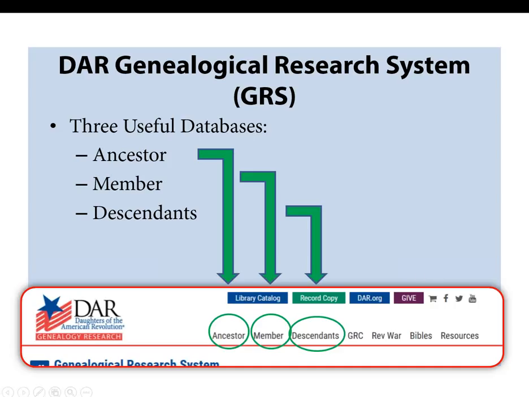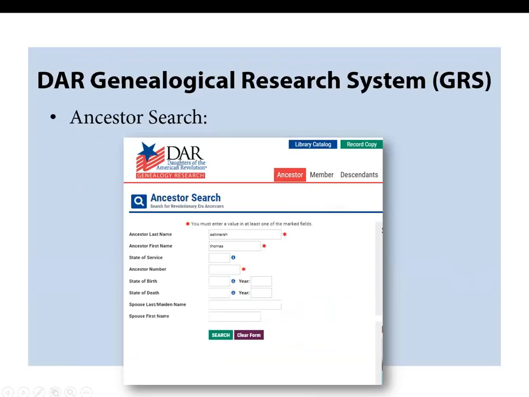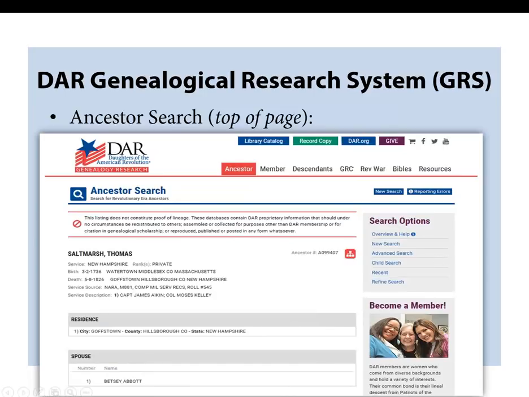member, and descendants database. The Ancestor search is for your Patriot ancestor. You need at least the last name, the first name, or the ancestor's number in order to conduct a search. We are going to try and search for my ancestor, Thomas Saltmarsh. The Ancestor page, when you pull it up, will have the information about the Patriot. It'll have where he served, his birth and death information. It'll have his service proof, and it'll have his residence and his wife.